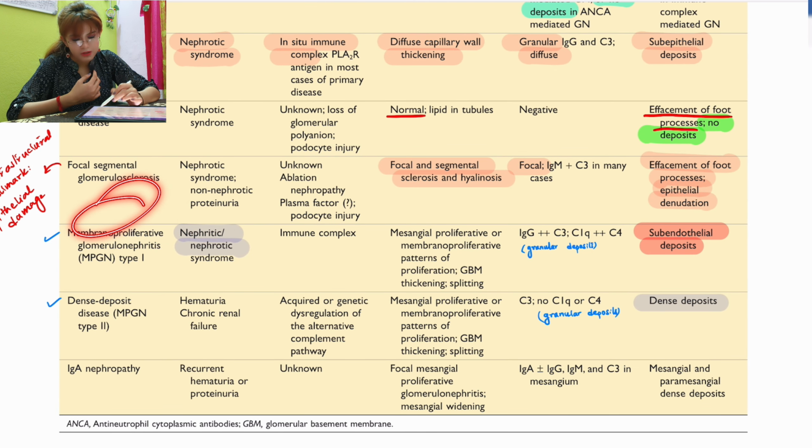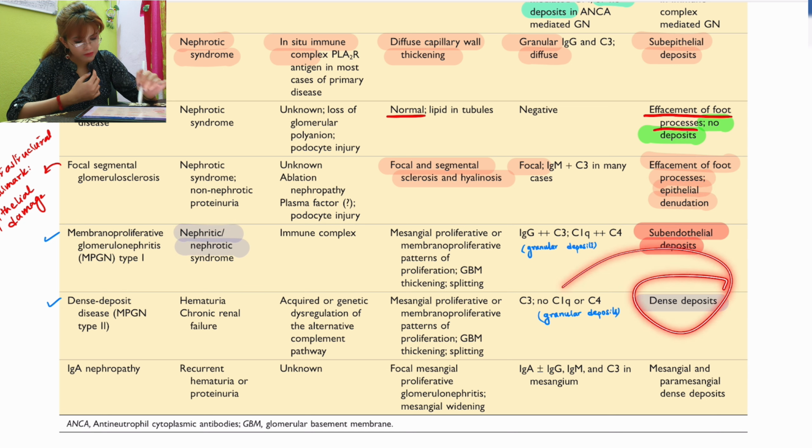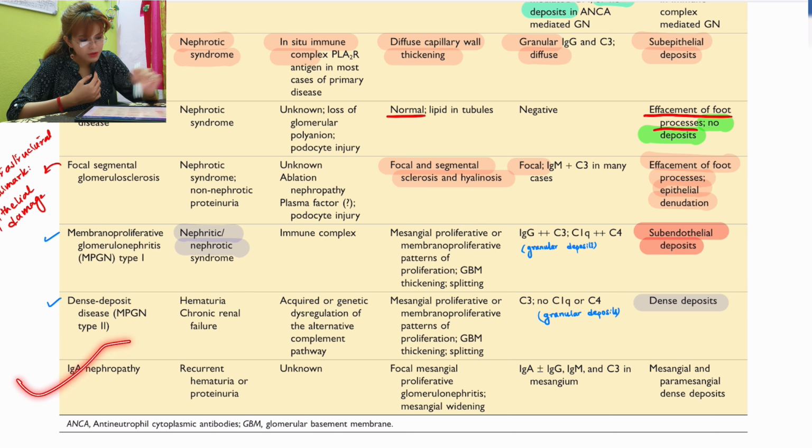Now membranoproliferative type 1, you may have a nephritic or nephrotic presentation. There are subendothelial deposits. In dense deposit disease, you have these dense deposits, and in IgA you have mesangial or paramesangial deposits, right? And there's recurrent hematuria or proteinuria in the case of IgA nephropathy.